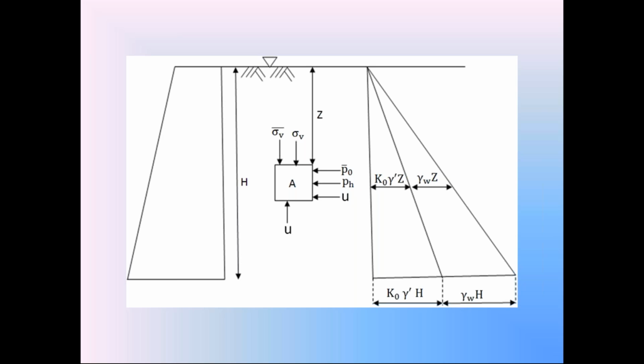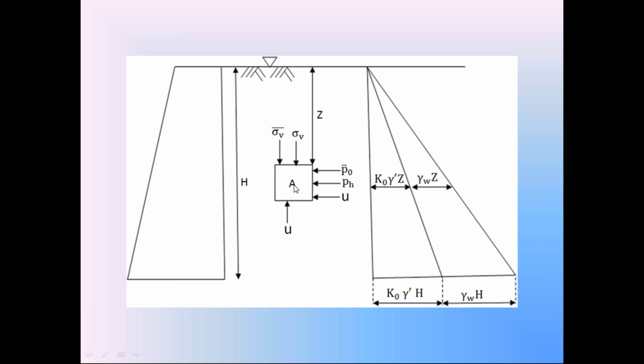At rest, horizontal pressure acting on the soil element. So in this horizontal direction, look at this P naught dash. So far we discussed only the vertical stresses. We discussed the sigma V dash in condition 2. Sigma V dash is equal to gamma dash into Z. Now coming to the horizontal stresses.